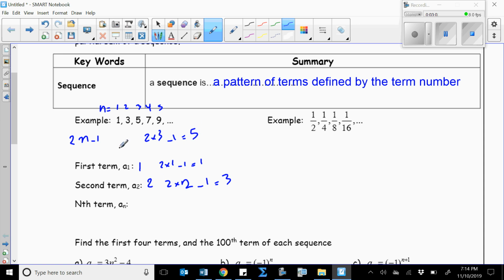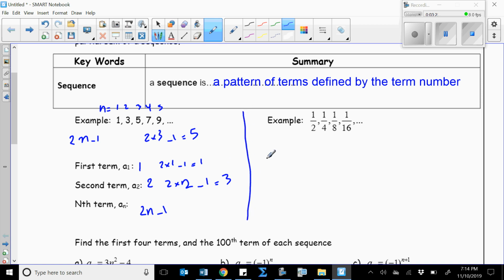So I can find the general rule of the nth term by finding the relation between the number of the term and the terms here. So the general rule of this sequence is 2n minus 1.